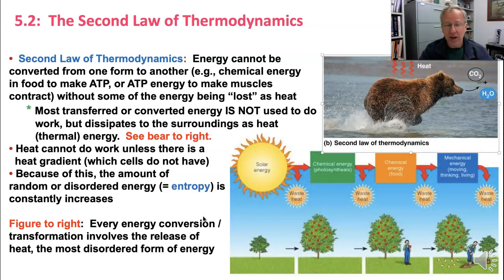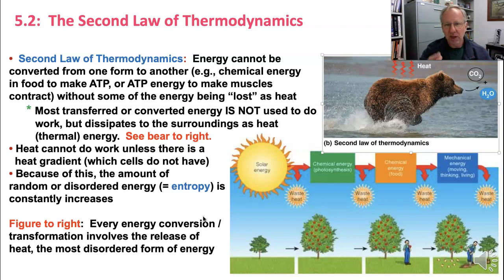So the second law of thermodynamics, the law of entropy, says that energy cannot be converted from one form to another without some of that energy being lost as heat into the environment. So you have chemical energy in the food that you eat, maybe a sausage McMuffin with egg, maybe a smoothie, maybe a banana. And that chemical energy in your food is used to make ATP, something you're going to learn about later in this chapter. And that ATP energy is used to make muscles move.